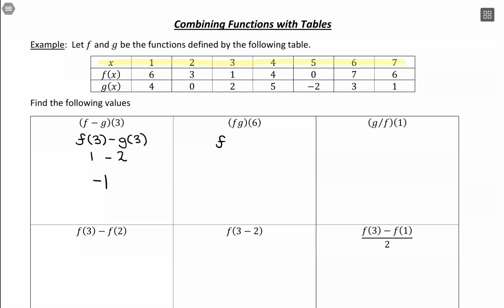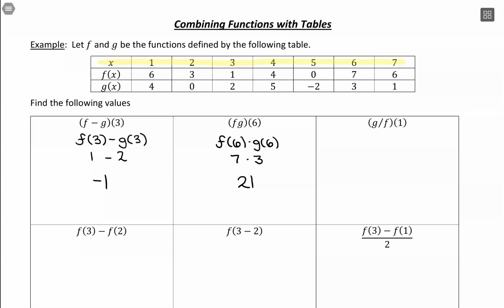Multiplication, so I'd want to take f of 6 times g of 6. So with that, I'm looking at my input of 6, and I want to multiply the two outputs together. So I'm taking 7 times 3, which is 21.